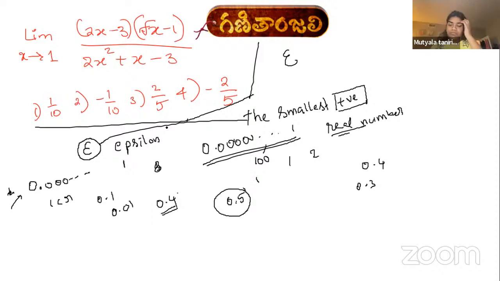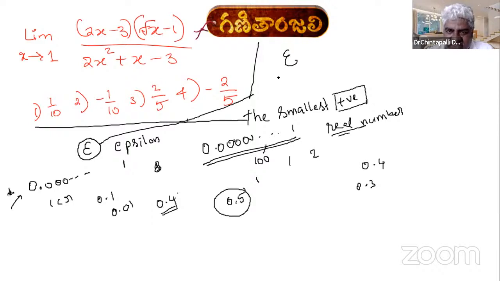But we cannot write its value. We can have an idea about epsilon. We know it, we understand it, but we can't write its number. If I write 0.000 and so on, 100 crore zeros and then 1, you may say it is not the smallest positive real number. I can say another number which is smaller than this number.